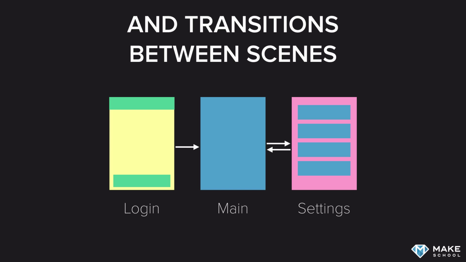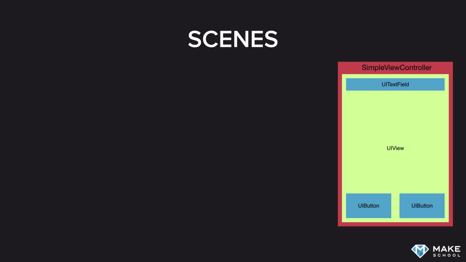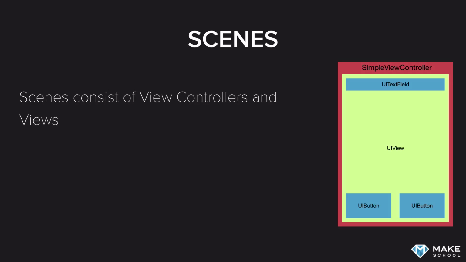Next, let's take a look at scenes in more detail. Here is an example of a very simple scene. It contains a view controller and multiple views. That is the typical structure of a scene. It typically consists of one view controller and multiple views.